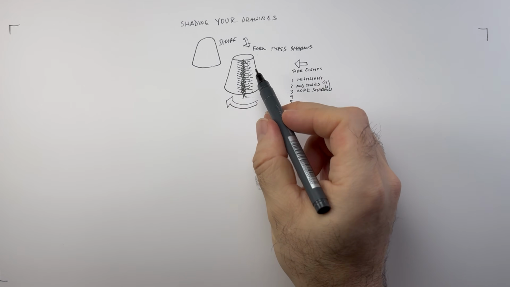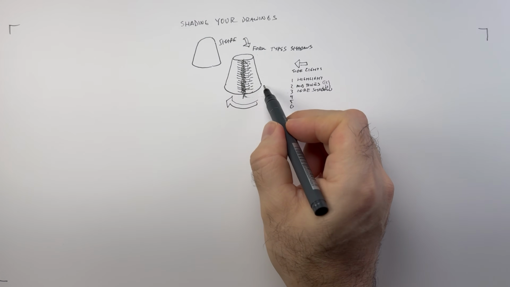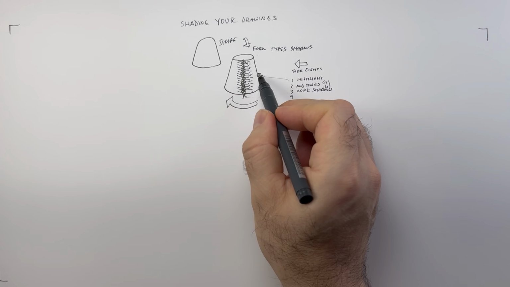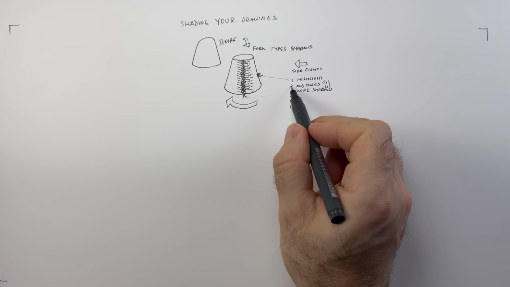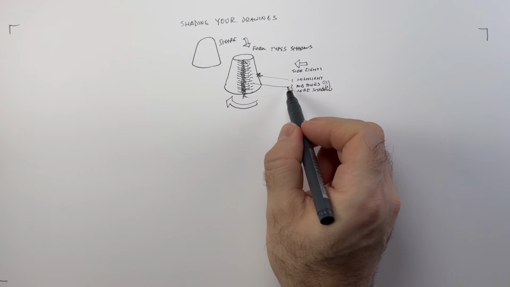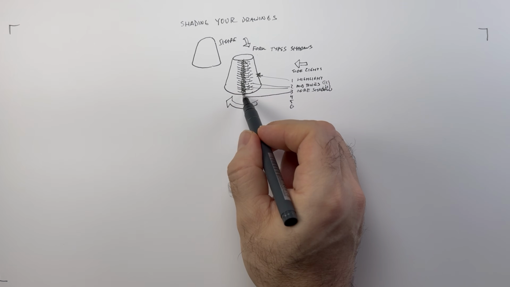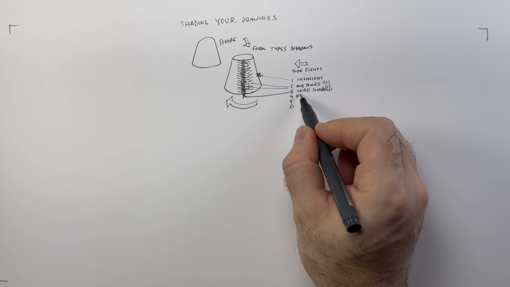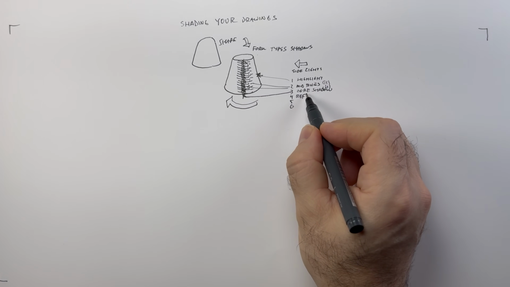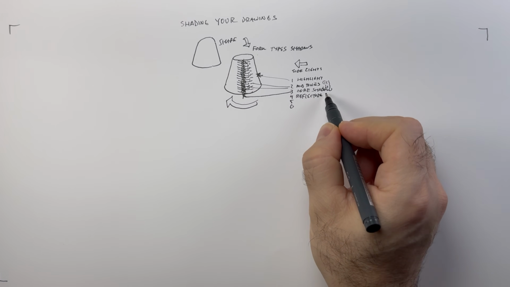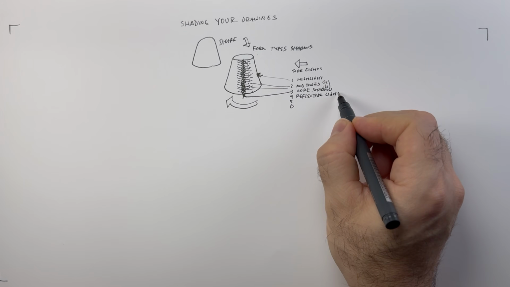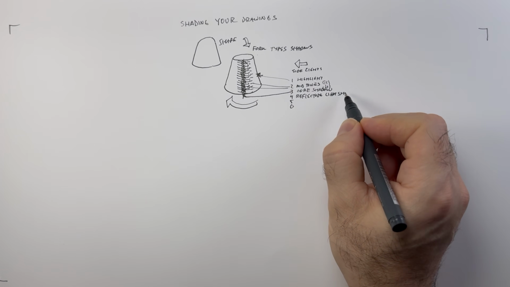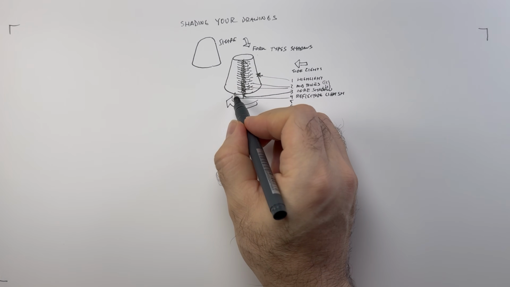So now that you have your highlight, which is here, right? Highlight. Then you have your midtones, A and B. You have your core shadow. Now we're going to go to your reflective light shadow, and that's going to be right here.